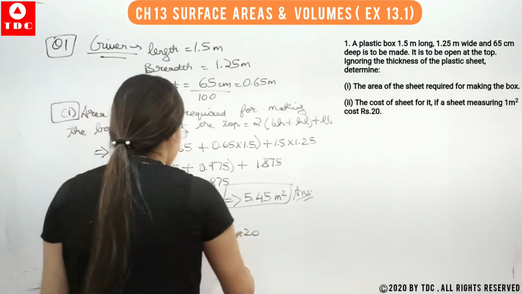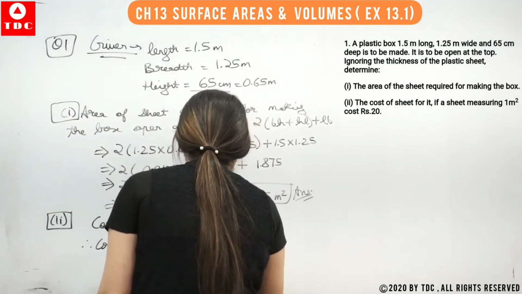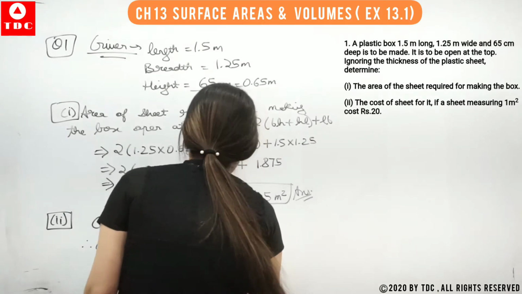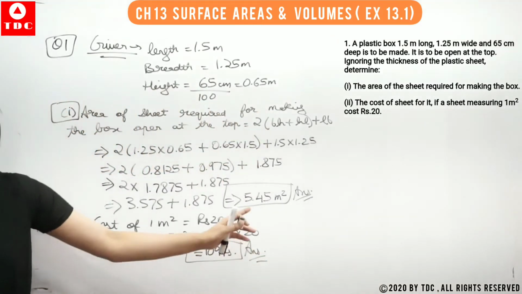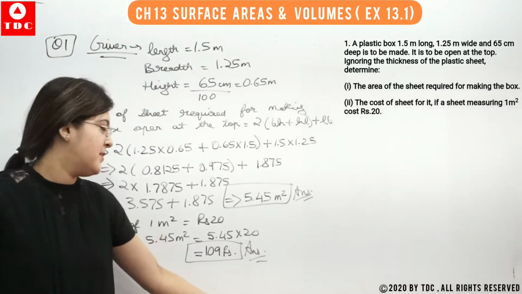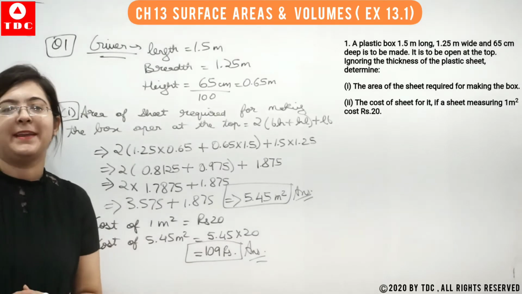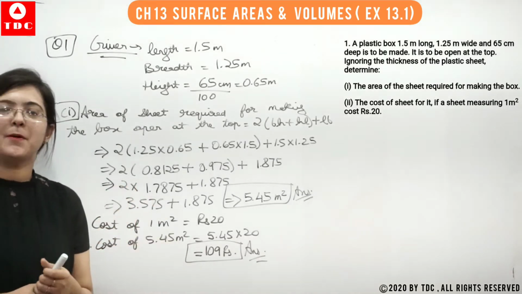Multiply it. 109 rupees. Okay, this is our final answer for the second part. What will you write? The total cost of sheet required will be rupees 109. So this was your question number 1.